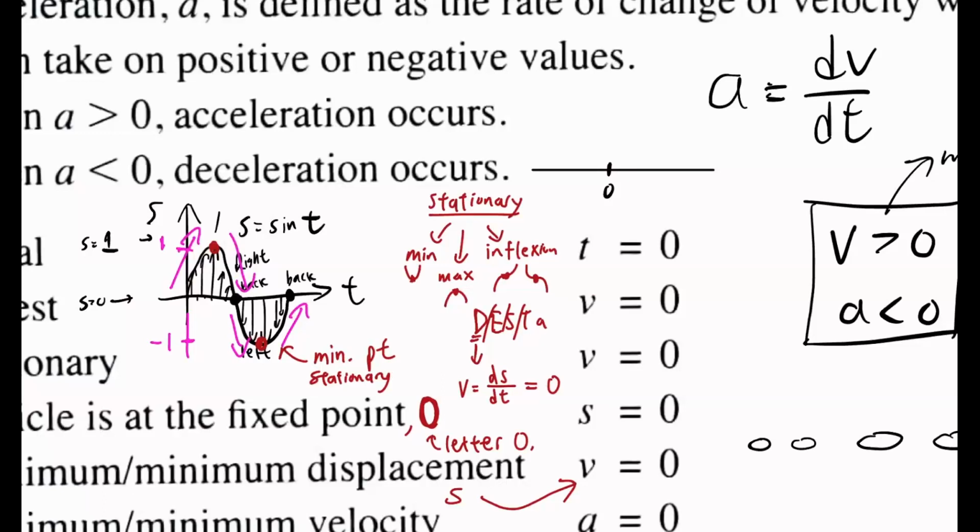And these coordinates, let's just label some of the coordinates. So it's pi/2, 1. That point there is pi, 0. That point there is 3pi/2, -1. And then finally it's 2pi, 0.